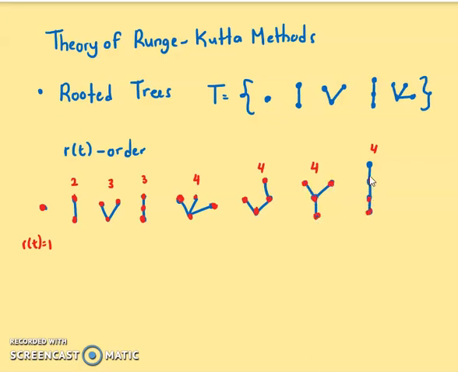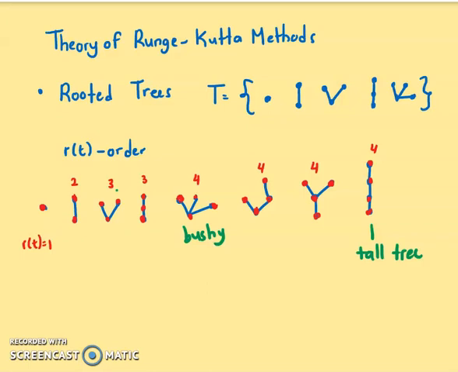This is sometimes known as the tall tree. This is the bushy tree. This is also a bushy tree and a tall tree. Okay, so these are rooted trees. So for order 4, there are 4 order 4 trees, 2 order 3 trees, 1 order 2 tree, and 1 order 1 tree.